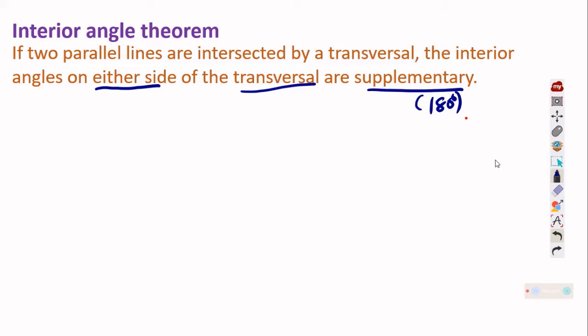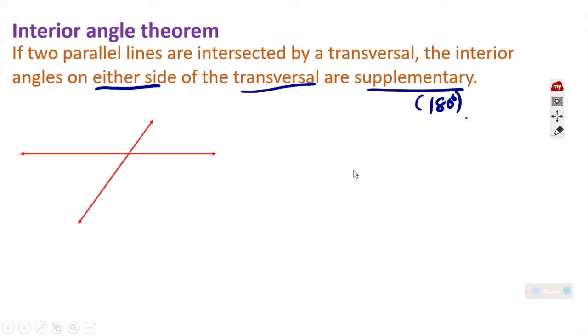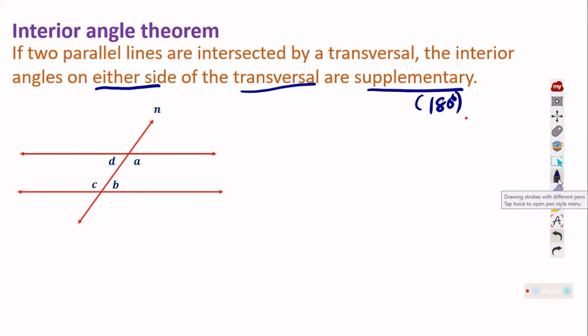The theorem says if two parallel lines are intersected by a transversal, in such a situation, the interior angle on either side of the transversal are supplementary. These are the interior angles. Interior angles on either side. Then if you add A plus B, or if you add C plus D, it will be supplementary. That is what is interior angle theorem.